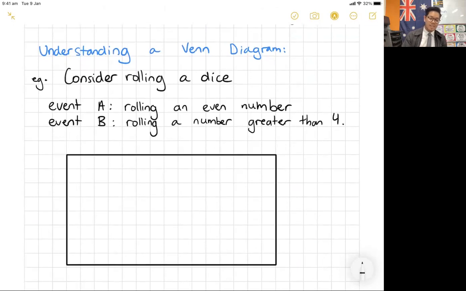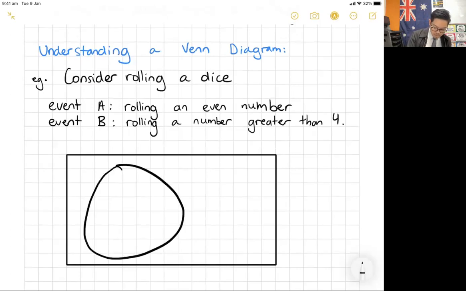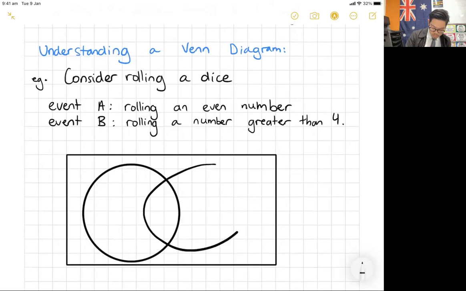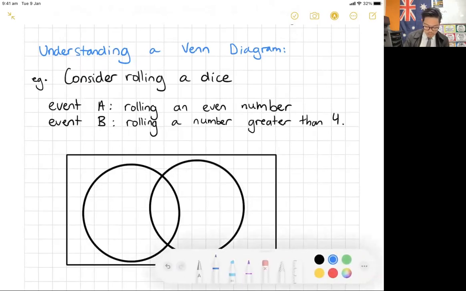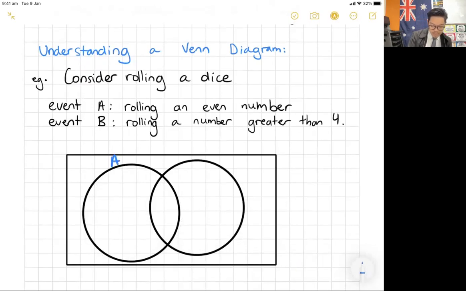There are two events. Event A is rolling an even number. That's one thing I'm looking out for. The other thing is event B, which is rolling a number greater than 4. Whatever my two events are, I'm going to draw circles. I'm going to draw these circles, and I'm going to label one of them A, for event A, and the other one B.